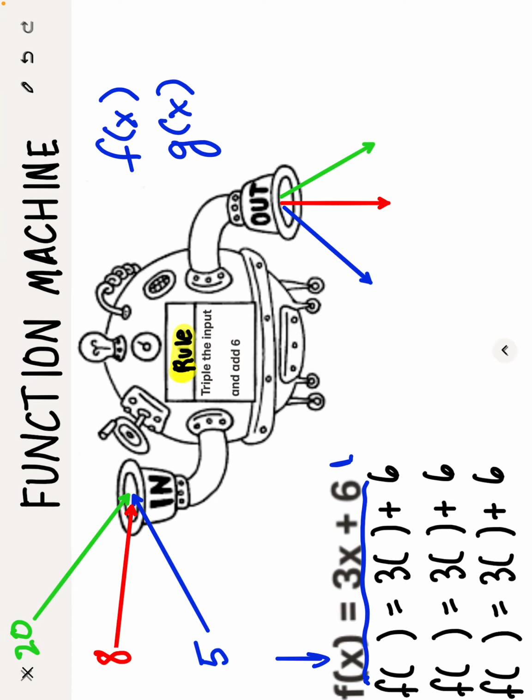And what that means specifically is we're going to replace the x with the input. So let's do that. We're going to take the 5 and we're going to input it, and where we see an x, we're going to replace it. So that's going to be 3 times 5 plus 6. So 3 times 5 is 15. 15 plus 6 is 21. So the output is going to be 21 when the input is 5.